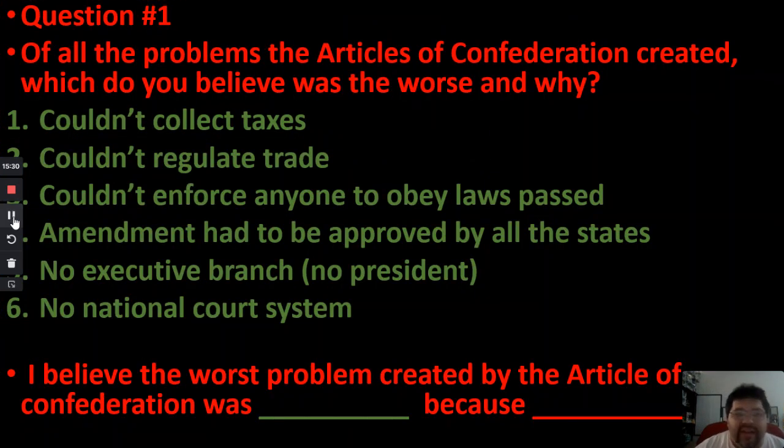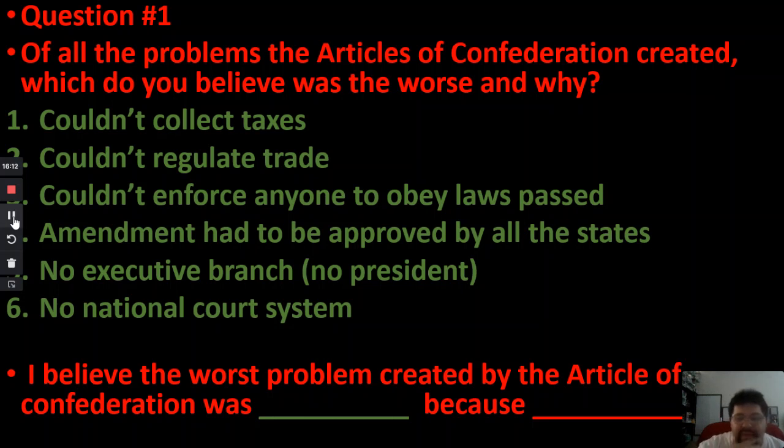All right, so here is your first question. Of all the problems the Articles of Confederation created, which one do you think was the worst? They couldn't collect taxes, they couldn't regulate trade, they couldn't make people follow the laws. Any new laws and amendments needed to be approved by every state. They had no president, nobody to say, hey, you've got to follow the rules. And there was no court system, so it was all based off of the prejudices of the state. So, of all those six things, which one do you think was the worst?